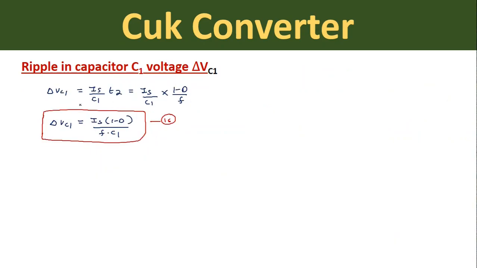So after putting, we will get del Vc1 is equal to Is upon C1 into 1 minus D divided by F. So we'll get ripple in capacitor 1 voltage del Vc1 is equal to Is into 1 minus D divided by Fc1. This is equation number 16. So this is the final equation for ripple in capacitor 1 voltage del Vc1.